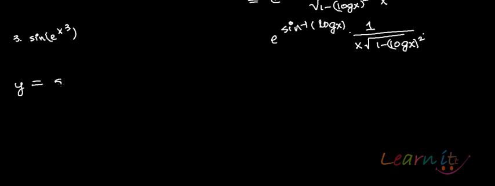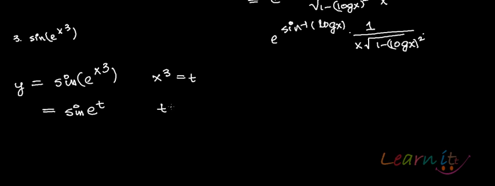So y equals sine of e to the power x cube. So you can write x cube as, say, t. So this could be written as sine of e to the power t. You can write e to the power t as w. So this could be written as sine of w. And here w could be written as e to the power x cube.